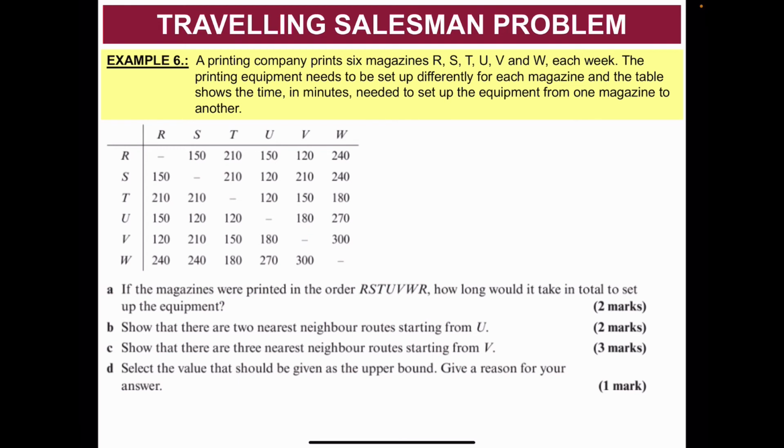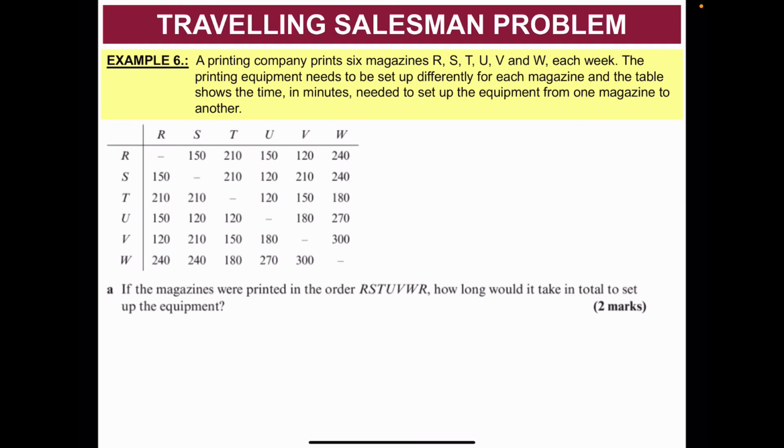So in example 6, we have a company that is printing 6 magazines, R, S, T, U, V, W, each week. The printing equipment needs to be set up differently for each magazine, and the table shows the time in minutes needed to set up the equipment from one magazine to another. That's quite a long time. In the A case, they just want you to find out how long it would take in total to set up the equipment if they were printed in this order.